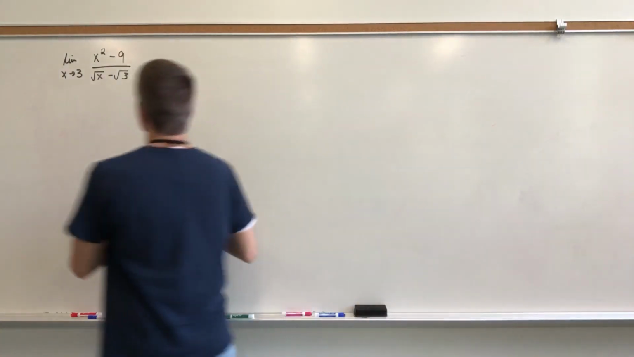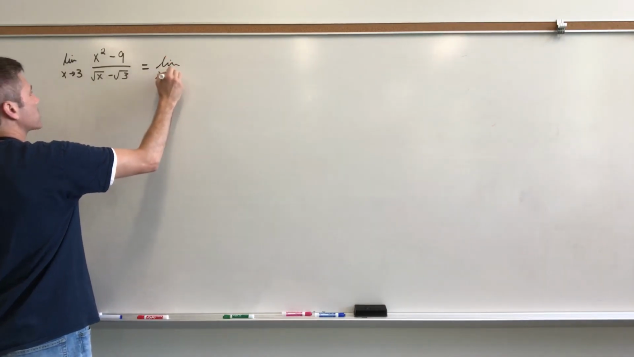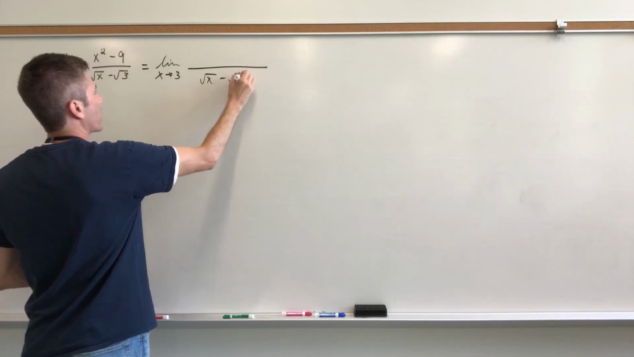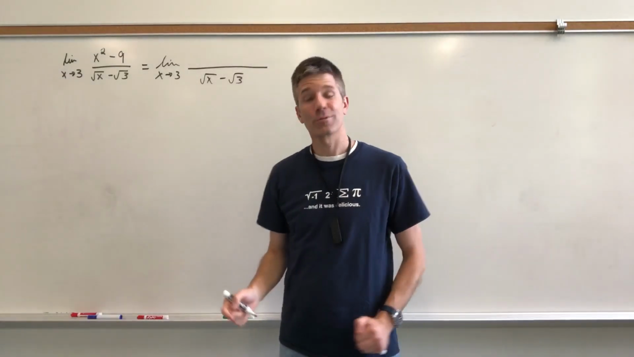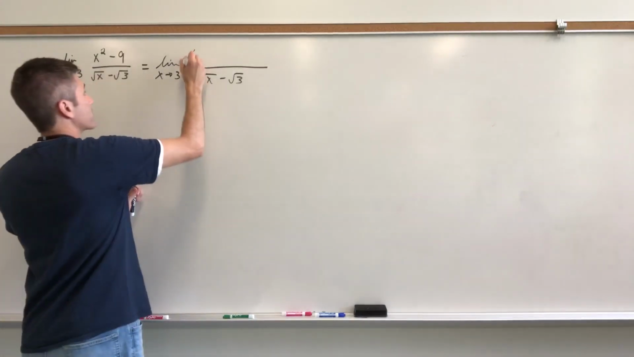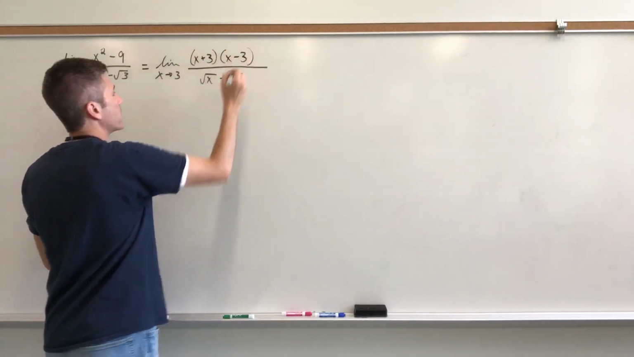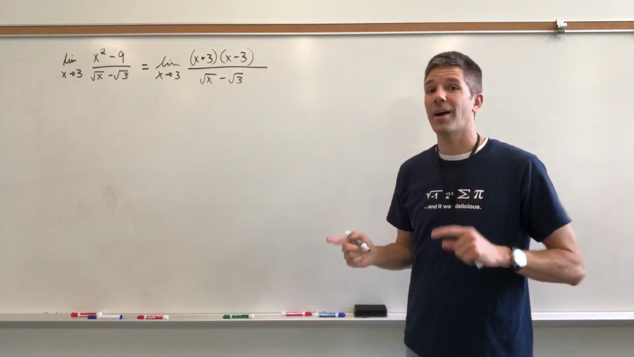So what we really have is the limit as x approaches 3 of x squared minus 9 over square root of x minus square root of 3. The numerator does factor. It is the difference of two squares, and it would be x plus 3 and x minus 3. So nothing cancels yet, but it's about to. We can factor out even more.